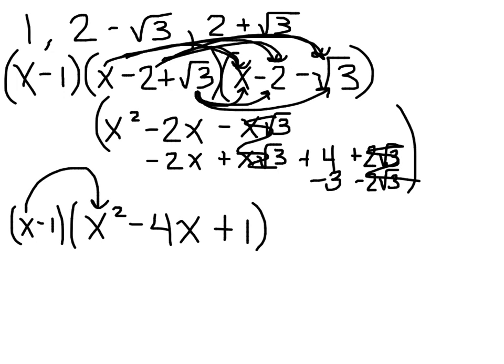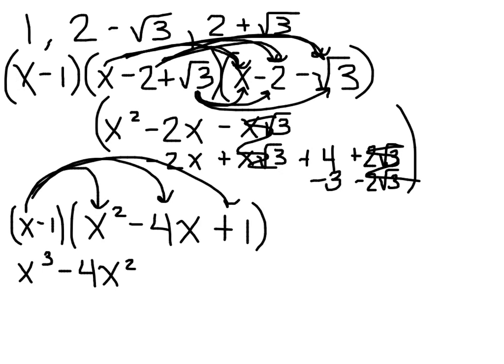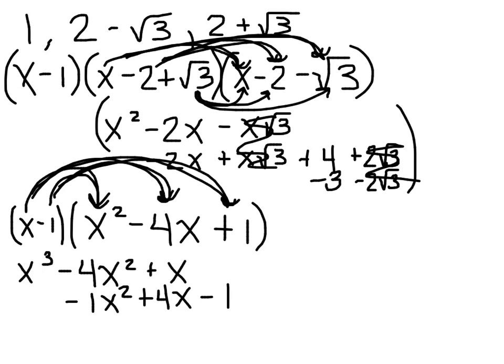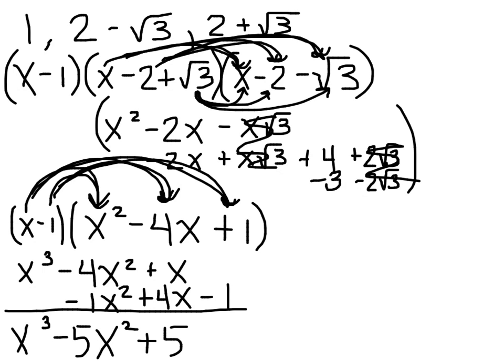What's x times x squared? What's x times negative 4x? What's x times 1? What's negative 1 times x squared? What's negative 1 times negative 4x? And what's negative 1 times 1? Combine like terms, I get x to the third minus 5x squared plus 5x minus 1. And that's 25.